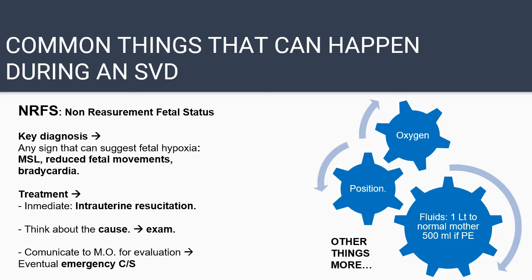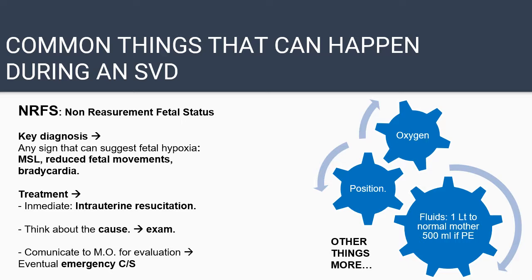Also, after giving the intrauterine resuscitation, and while you are giving that, you have to think about the cause. What is the cause of this non-reassuring status? You can try to find out by performing a complete exam again to the mother. So you have to do a VE, and you have to check for uterine and abdominal tenderness, because the diagnosis can be, for example, a cord prolapse. So in the VE, you will check it. Or, for example, it can be a placental abruption, so you will check the tenderness and the intense uterine contractions. All of these things can orient you to diagnose a placental abruption.